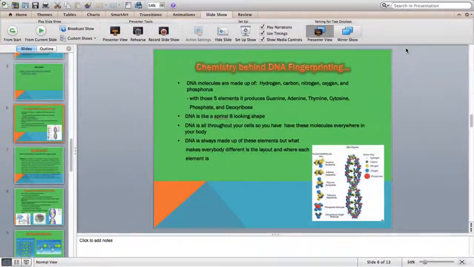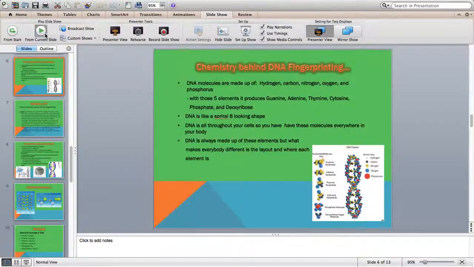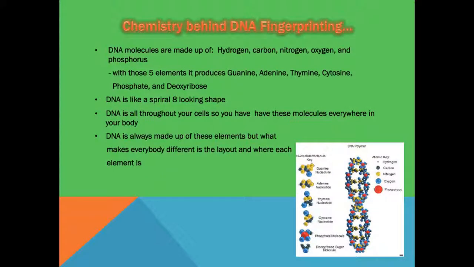And back to the slideshow. The chemistry behind DNA fingerprinting. DNA molecules are made up of hydrogen, carbon, nitrogen, oxygen, and phosphorus. With those 5 elements, it produces guanine, adenine, thymine, cytosine, phosphate, and deoxyribose.